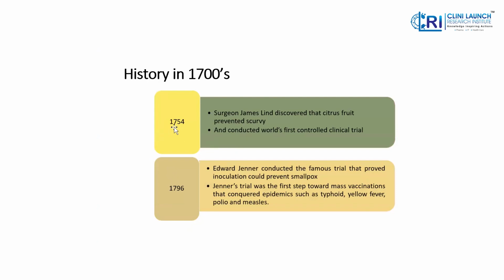Then in 1754, James Lind discovered that citrus fruit prevents scurvy by conducting a clinical trial on sailors, and this was the world's first controlled clinical trial. Then in 1796, Edward Jenner conducted the famous trial that proved inoculation could prevent smallpox. Jenner's trial was the first step towards mass vaccination that conquered epidemics such as typhoid, yellow fever, polio and measles.